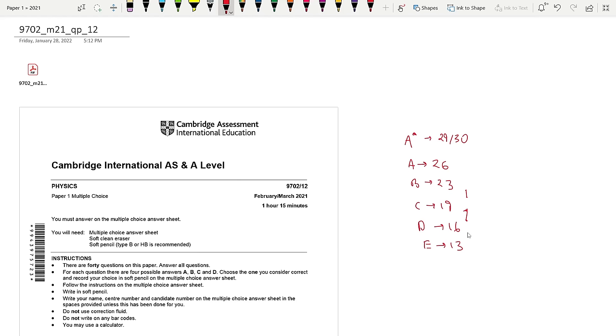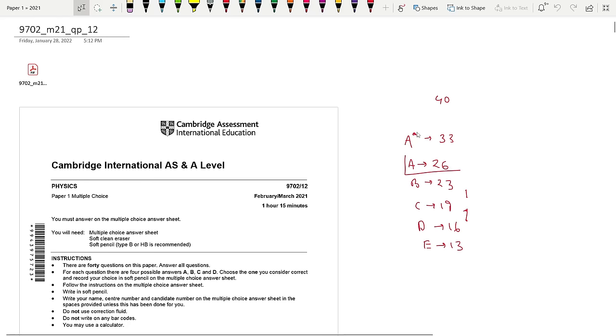The A star is actually hidden. The 90th percentile might be located here. But it's just safe to assume that it's at the midpoint between the highest possible mark, 40, and 26. So there's a difference of 14. 14 by 2 is 7. If you add 7 to 26, you're going to get 33, right? So it's safe to say that A star is located at 33 for this variant. Or you could assume that it's at 29 or 30, that's fine as well. But I guess this is just safer. I'm not exactly sure, but this is probably how it's done.